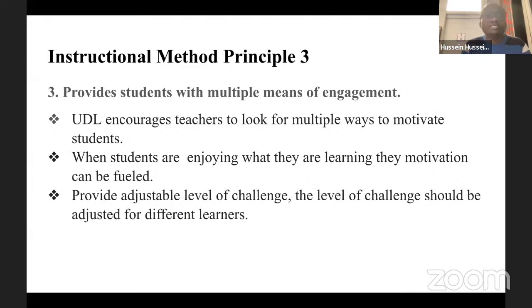Kwa when students are enjoying what they are learning, their motivation can be fluid. So provide adjustable levels of challenge. So the level of challenge should be adjusted for different learners. Tunapofundisha darasani kuna makundi matatu ya watoto. Kuna hawa watoto ambao wanaelewa haraka sana, tunawaitaga fast learners or gifted and talented. Alafu kuna hawa watoto ambao wapo kati, normal kids. Alafu kuna hawa slow learners. Kwa hiyo kama ukitunga mtihani au kama ukileta kazi ambayo ina challenge sawa kwa haya makundi matatu, lazima kuna kundi utaliacha, kuna kundi utaondoka nalo.